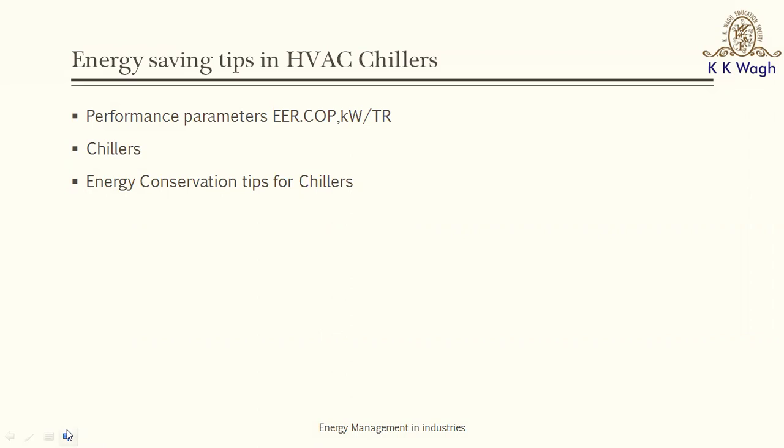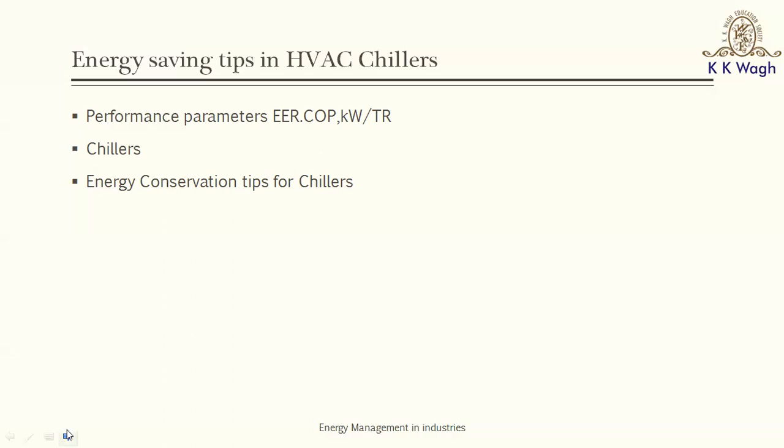The electric chillers have four basic components, namely the two heat exchangers, the evaporator and condenser, and the two devices for maintaining the pressure difference between the evaporator and condenser. Those devices are the refrigerant compressor and an expansion device.